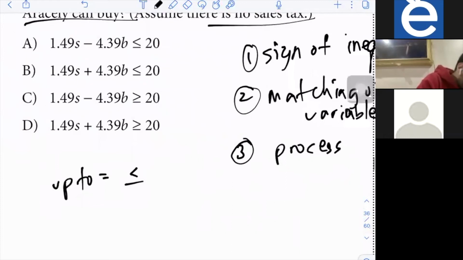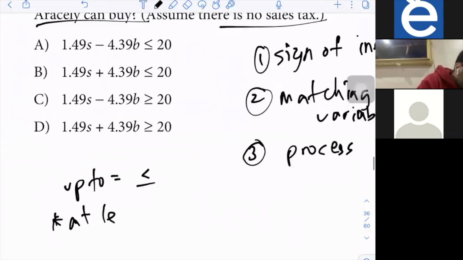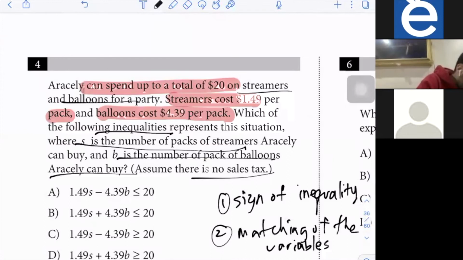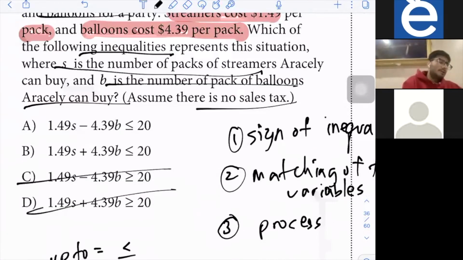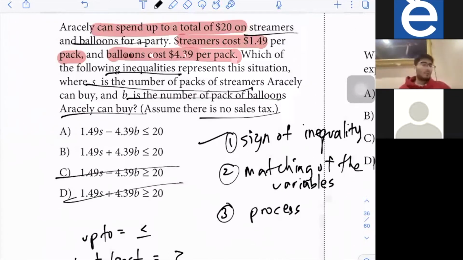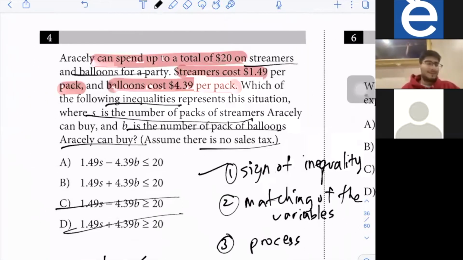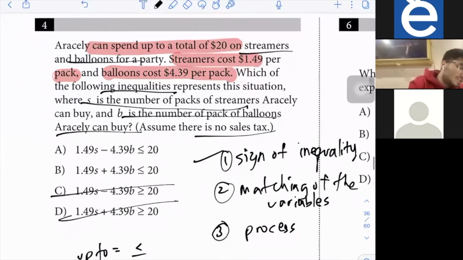And at least, which is the wording usually used for it, is greater than or equal to. So in this case, it says can spend up to $20, which means that we can get rid of C and D. And now, since we found the right sign of the inequality, we have to find the matching of the variables. So we have to make sure the numbers and the variables match. So streamers are S in this case, and balloons are B in this case. So the streamers cost $1.49. So that means it has to be 1.49 times S. And in both options, A and B, they're both matched. And so we check that off.